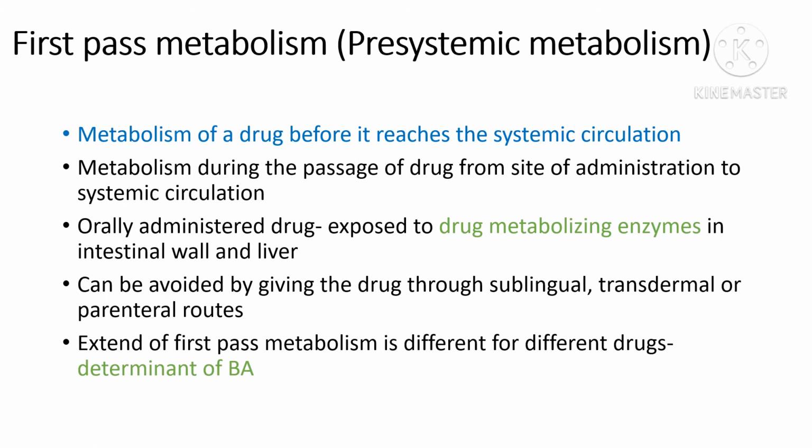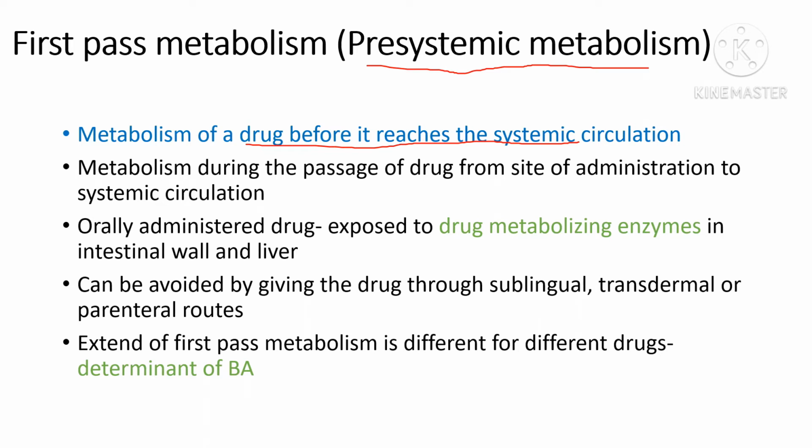Now we'll talk about first pass metabolism. It is also known as presystemic metabolism. First pass metabolism is defined as metabolism of a drug before it reaches the systemic circulation. So, if metabolism of a drug occurs during the passage of drug from site of administration to systemic circulation, then it is called first pass metabolism.